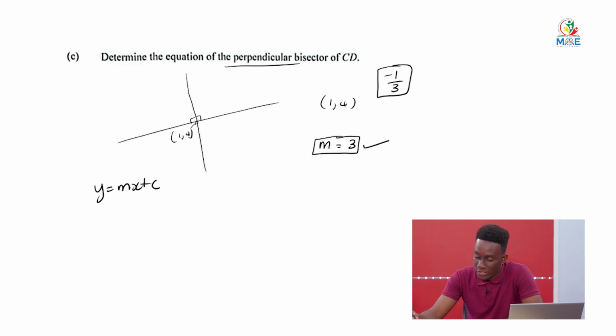So we have the gradient of that line, and then we also have these 2 points because the line will pass through. It's a bisector, so that means it will pass through the middle. So we also have these 2 points. This will be x and this is y. So we have all of those things. Now we can find c.